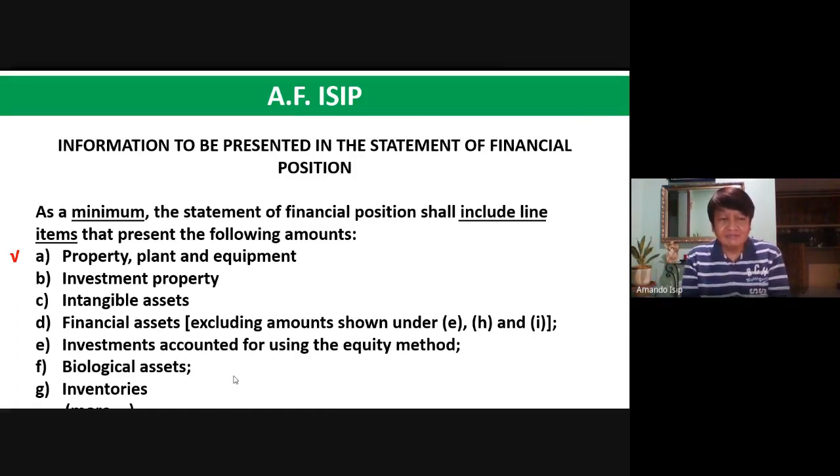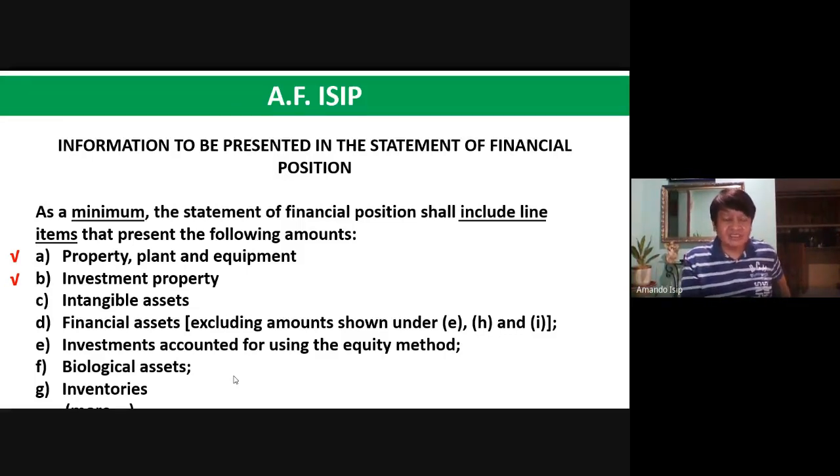What do you mean by line item? Meaning, property, plant, and equipment is one item. Investment property is one item. If you say line item, every account title is given one line, a specific line in the statement of financial position. So let's discuss then one by one, property, plant, and equipment. Everybody knows what we mean by this. This was already discussed in your fundamentals of accounting. This refers to machines, equipment, building, land, transportation vehicles, furniture and fixtures, and other fixed assets.